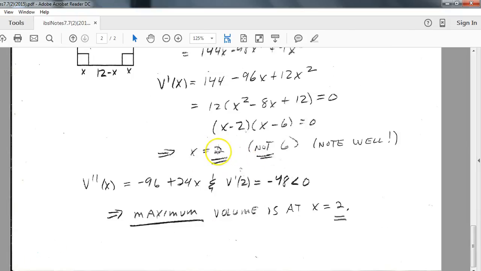This last piece that you see here was just to prove that what we found is actually a maximum and not a minimum. What you're seeing here is they did the second derivative test. If they plug a 2 into the second derivative right here, you can see that they get a negative value, which means it is concave down. That would occur at a maximum. So we know that x should equal 2 for this.